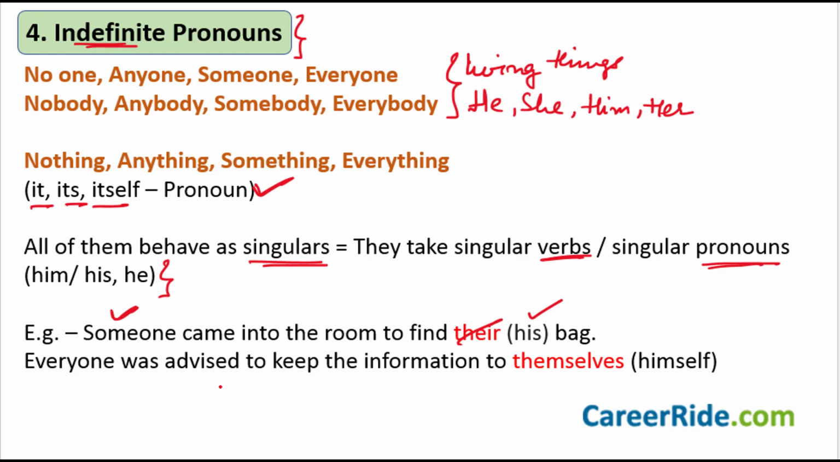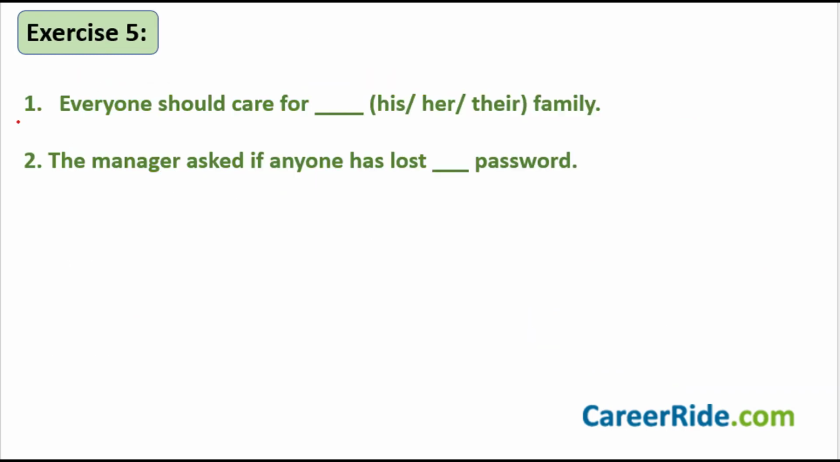Similarly, everyone was advised to keep the information to themselves. This is something we would generally say in our day-to-day life, right? But the right thing to say here is everyone was advised to keep the information to himself. Why himself, not herself? Because this is a patriarchal society. Okay, whenever there is no choice given to you, choose the masculine gender, right? Okay, so try to answer these 2 sentences to ensure that you have understood whatever we have learned.